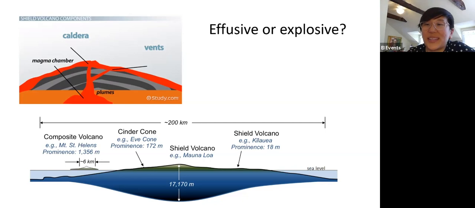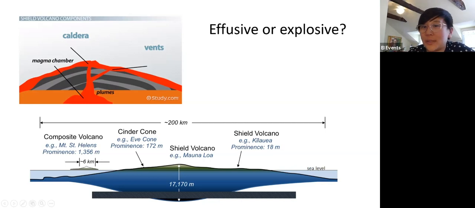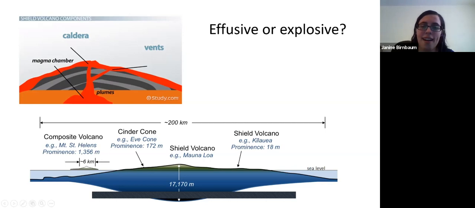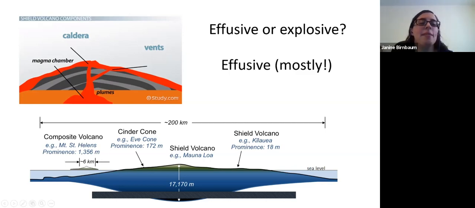Okay, great. Thanks for answering those questions. So it looks like most of our participants have said effusive, and one has said explosive. Yeah, so they are mostly effusive, but actually not always. Even shield volcanoes like Hawaii can have explosive eruptions, but you're right that most of the time these ones that are made up of lava flows, they're mostly effusive.